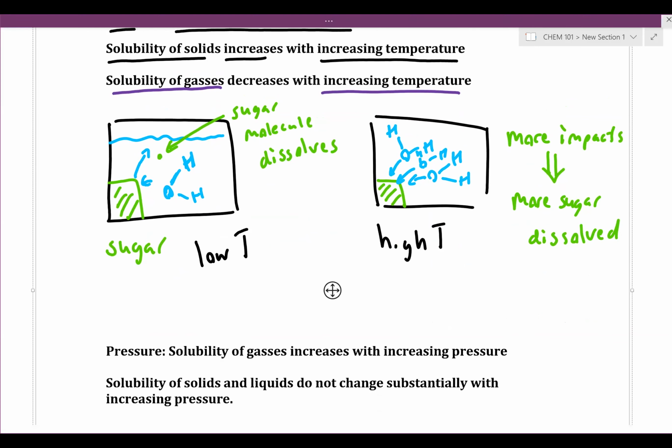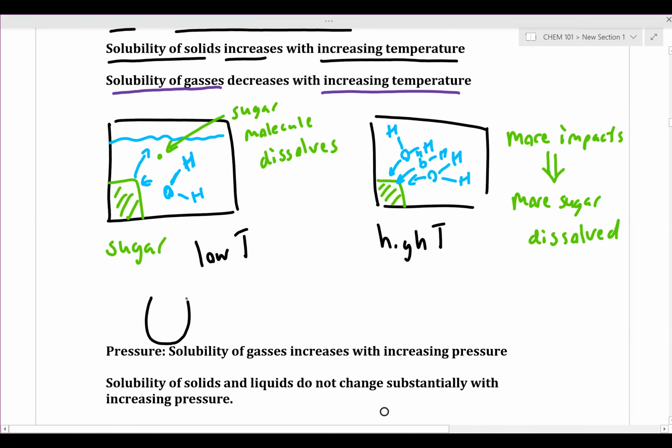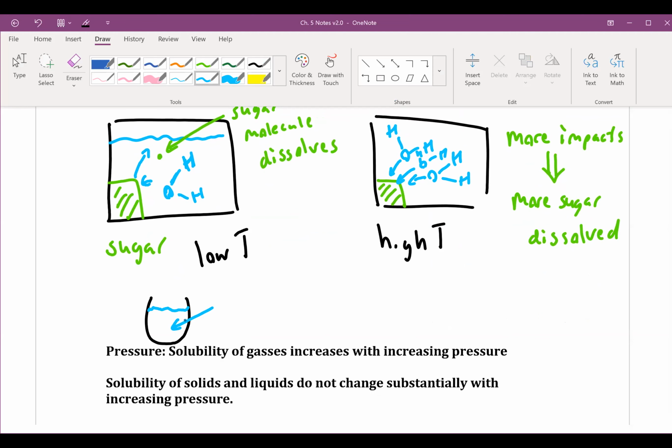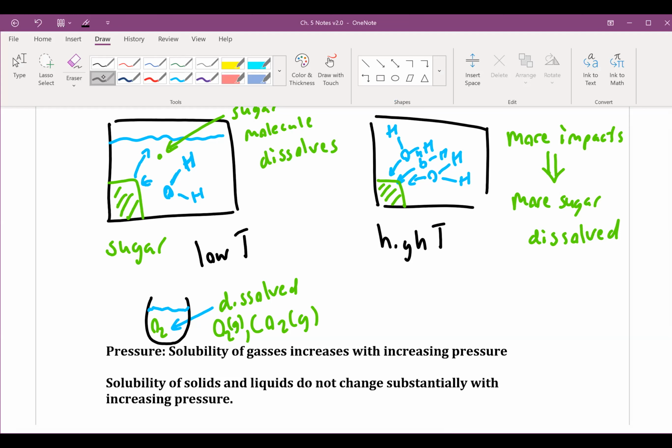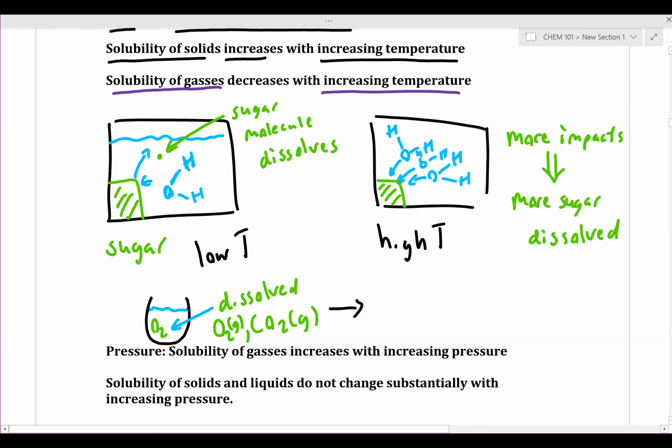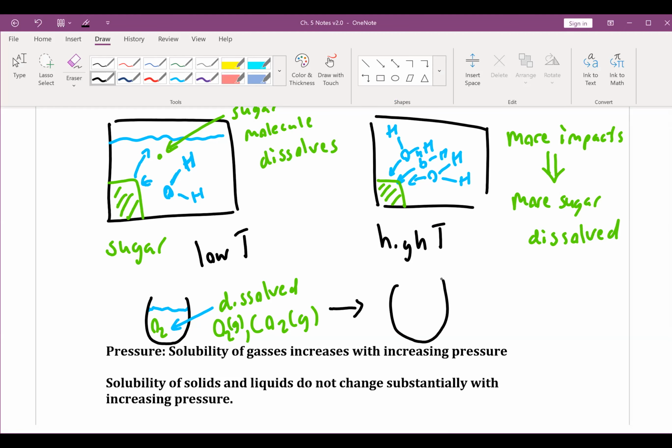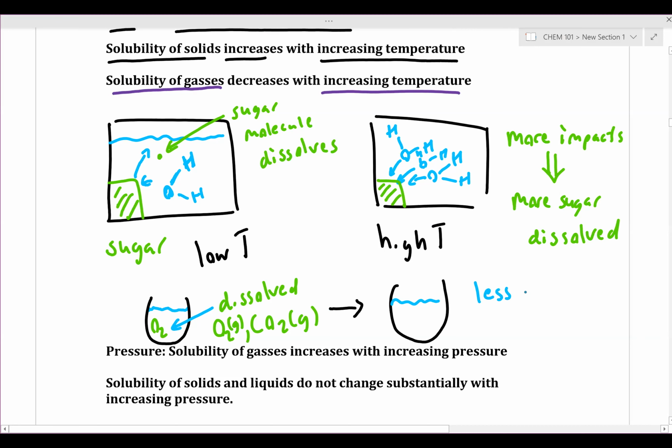Let's draw a little picture of our fish bowl. Inside our water, we have some dissolved carbon dioxide, and we have some O2, oxygen gas, which the fish needs to breathe. At low temperatures, we have a relatively large amount of dissolved oxygen in our water. As the temperature increases, at high temperatures, the solubility of oxygen drops. So we have less oxygen dissolved at higher temperatures.